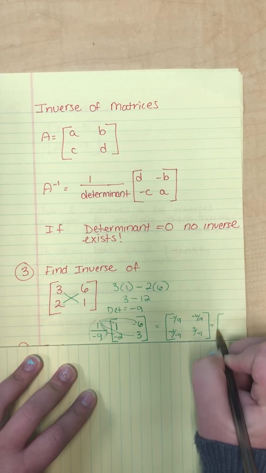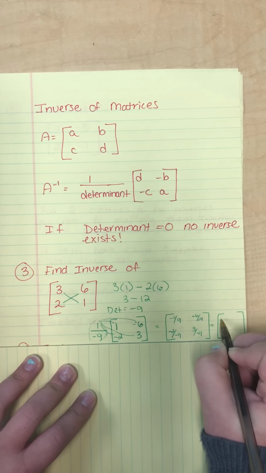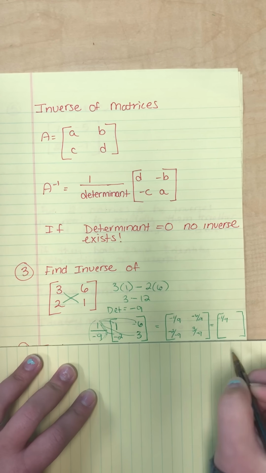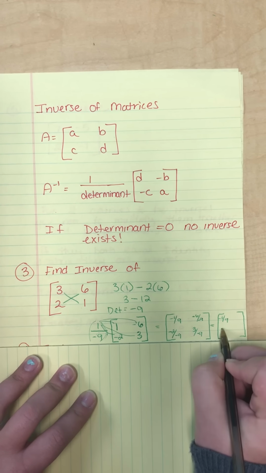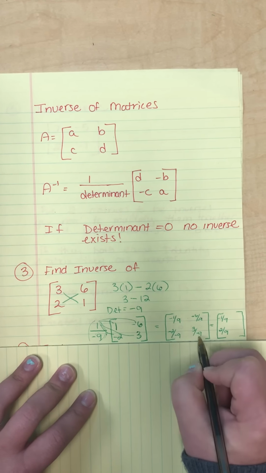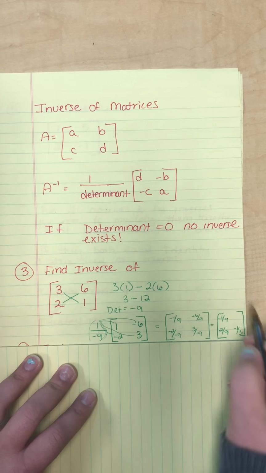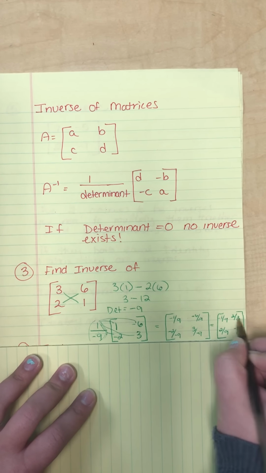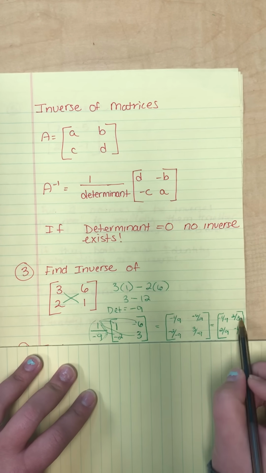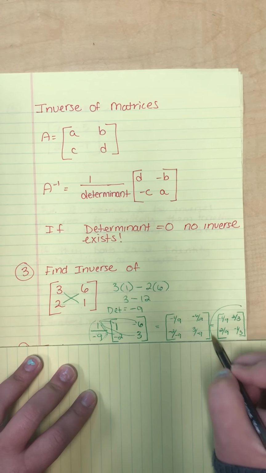And then I'm going to simplify this down a little bit, just simplify my fractions. So the first one stays the same. This one becomes just positive 2 over 9. This one becomes a negative 1/3. And this one becomes positive 2/3. So then here would be my inverse.